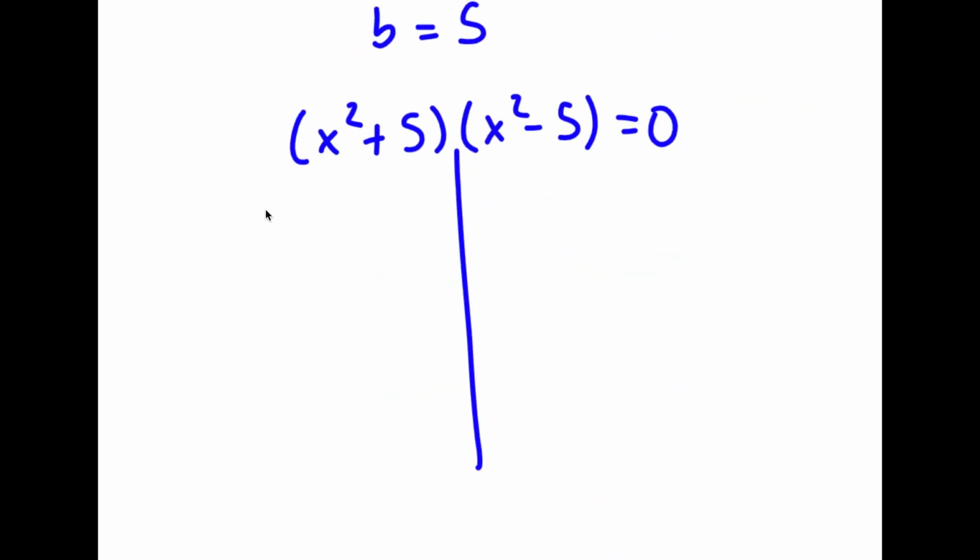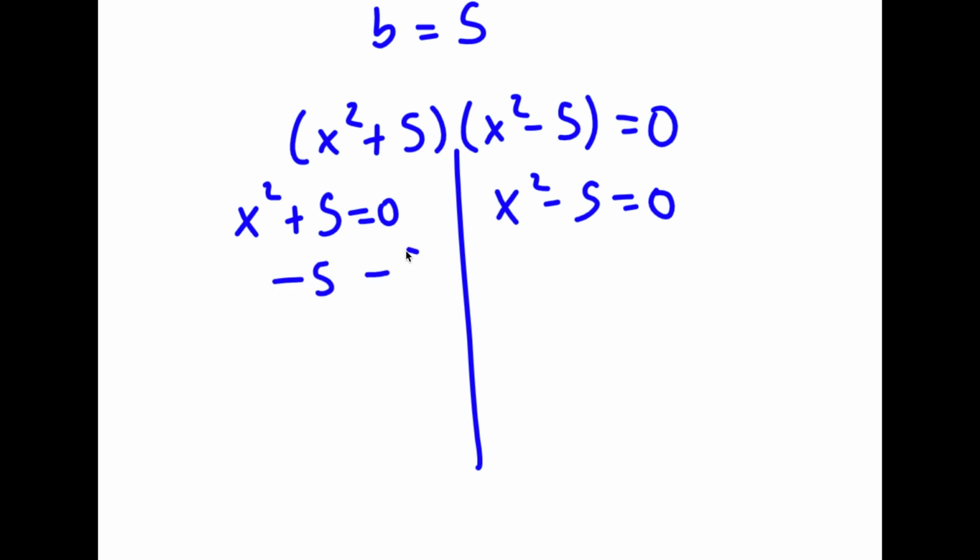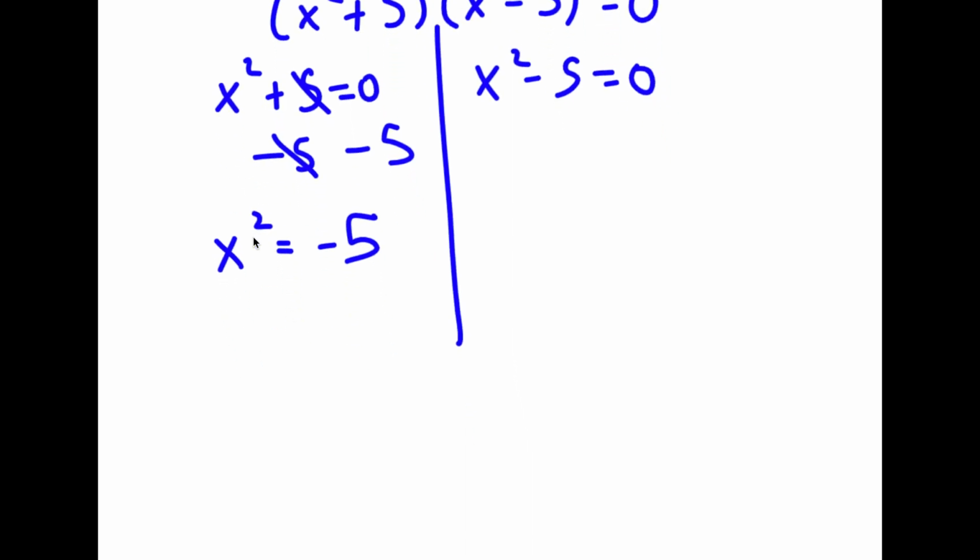So now this gives me two equations. I have x squared plus 5 is equal to 0, and I have x squared minus 5 is equal to 0. So for x squared plus 5 equals 0, I'm going to subtract 5 on both sides. So then these two cancel out, and I have x squared is equal to negative 5. Now, if I take the square root on both sides, I get the square root of x squared is equal to the square root of negative 5.